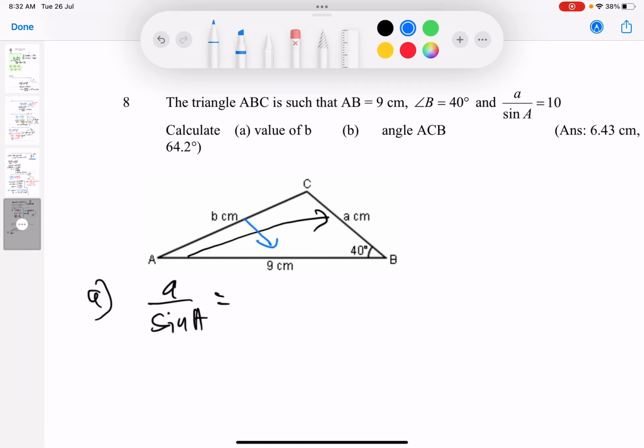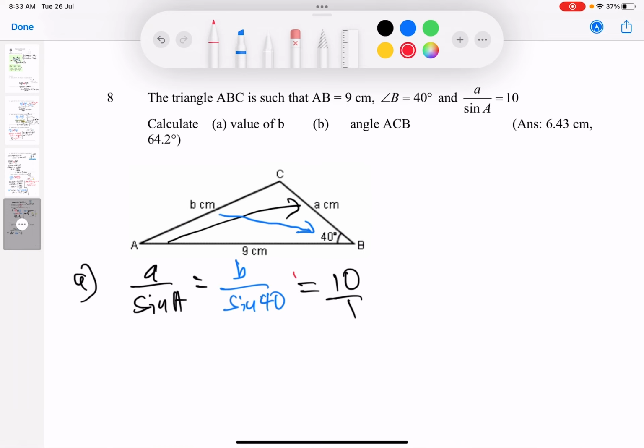Since we want to find B, then we know that this B over here and this 40 forms another pair. So we know that the length B and sine B, which is 40, forms another pair. But we know that this A over sine A is equal to 10. Right? So we can easily find out what B is from there.